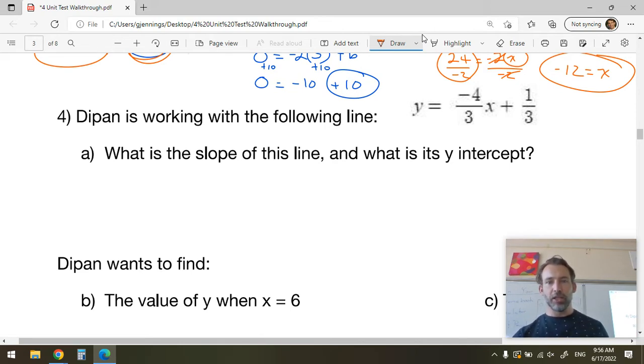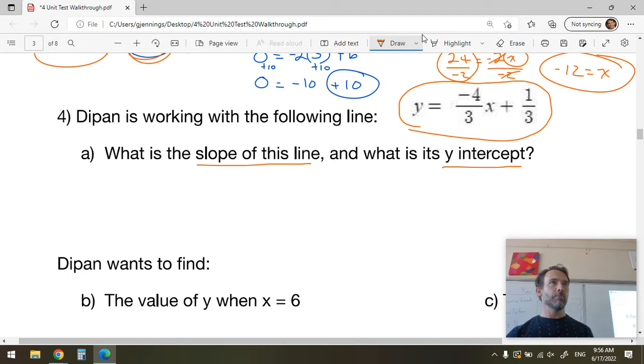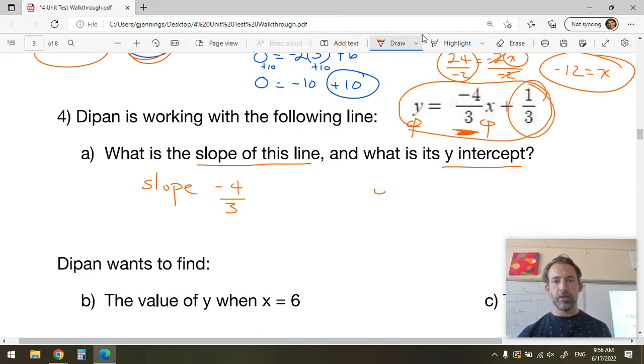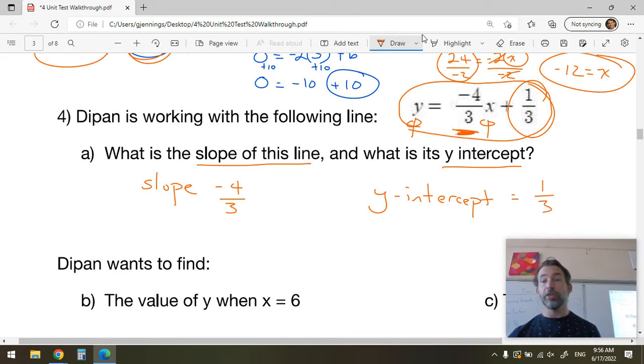Now, Deepan is working with this line here, and he wants to know the slope of the line and its y-intercept. The slope of the line is the m. It's the rate of change of the line. As x changes, y will change based on this number. That's the slope. So the slope is -4/3. And the y-intercept, this line will touch the y-axis at 1/3. Another word for y-intercept is initial value. What's the value of y when x is 0? In this case, 1/3.